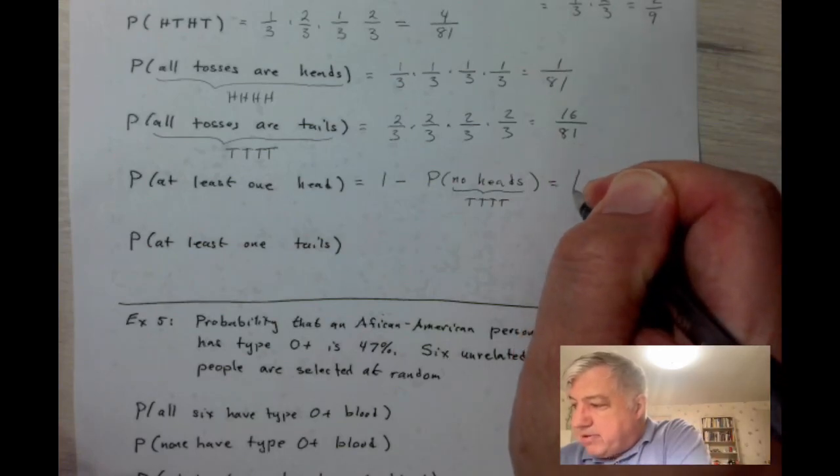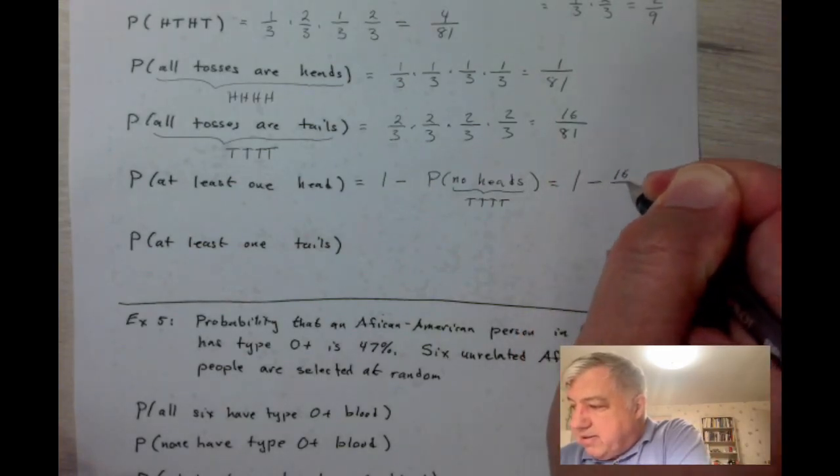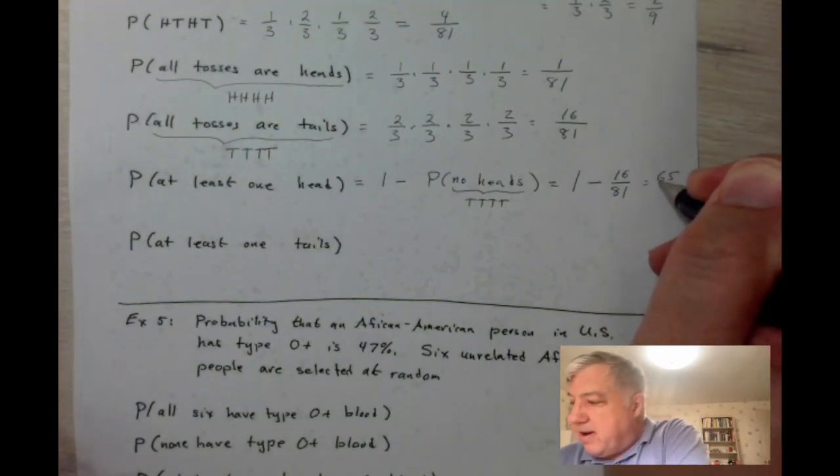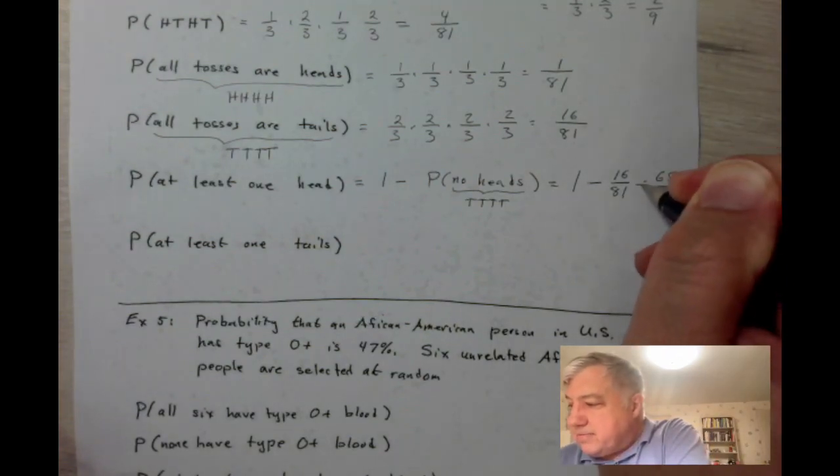So this probability is 1 minus 16/81. And I think this reduces to 65/81.